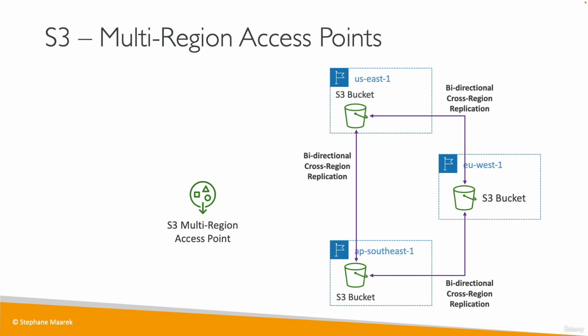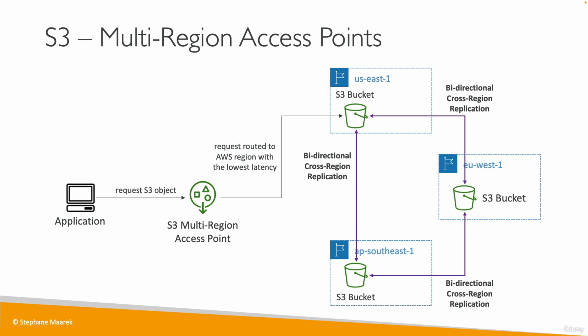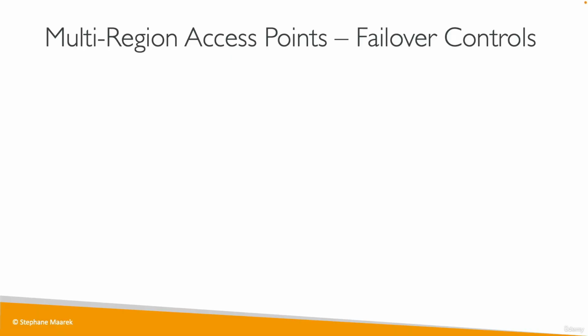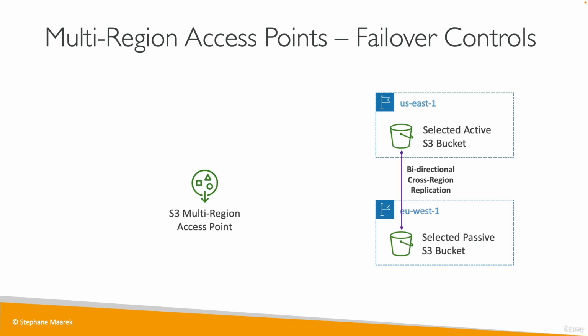Then we create this S3 multi-region access point. And then when our application is going to request an S3 bucket object, we're going to be routed automatically to the region with the lowest latency. And in case this region is down, then we may be redirected to the other regions. So then we have the failover controls I told you about for your S3 access points.